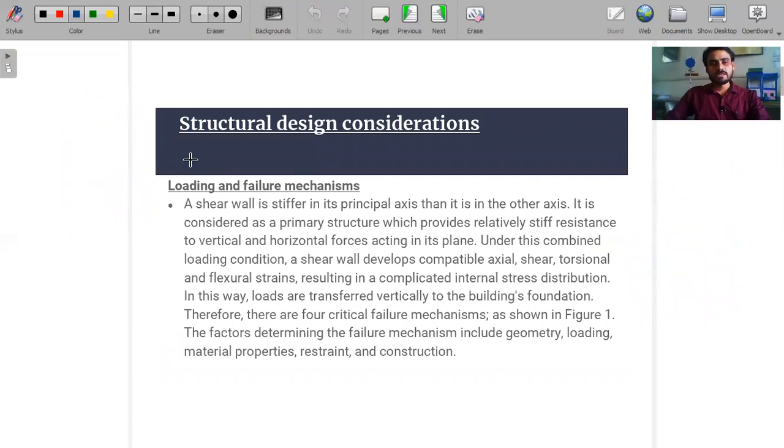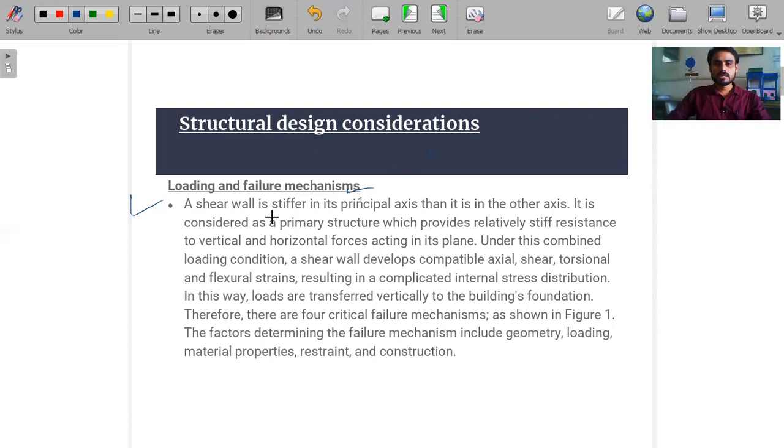Then the structural design consideration. If we are going for the design of the shear wall, what parameters and recommendations should we keep in mind? First of all, the load and failure mechanism: what types of load generally occur on that particular shear wall, and what will be its failure mechanism under the various categories of loading.